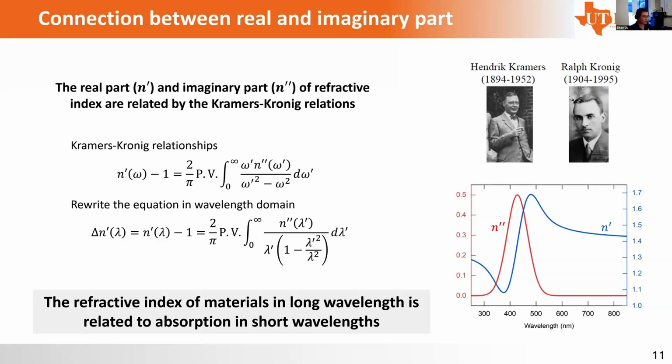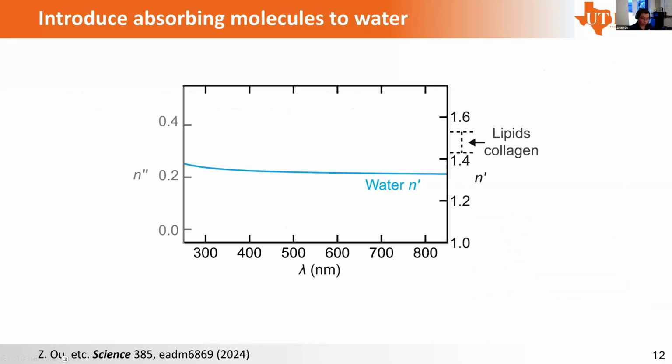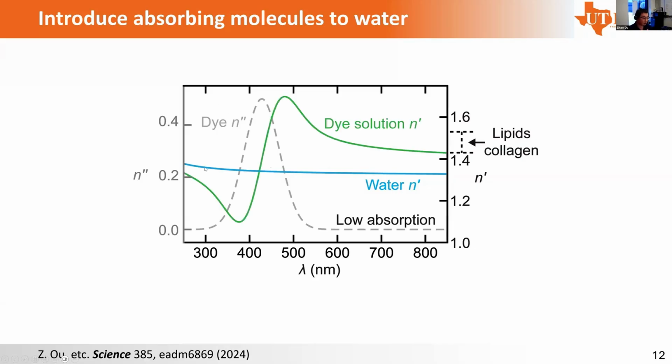Let me rephrase what we just said. We start from the refractive index of water, which is about 1.33 across the visible to near-infrared wavelengths. Simply by introducing some absorbing molecules, for example ones that absorb around 400 nanometers, we can tune the real part of the refractive index at nearby wavelengths. At part of the wavelengths, the refractive index can be increased so that the difference between the solution and the high refractive index components inside our tissue, such as lipid and collagen, gets smaller. Then the scattering is going to be reduced because of this reduced refractive index contrast.